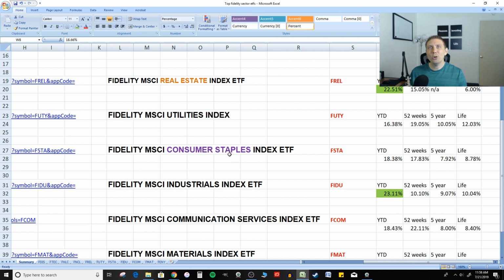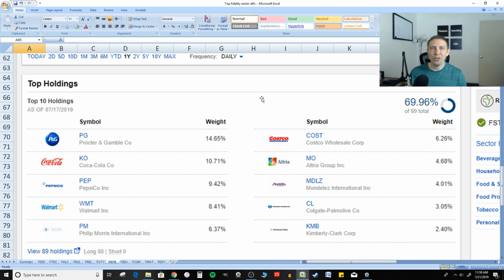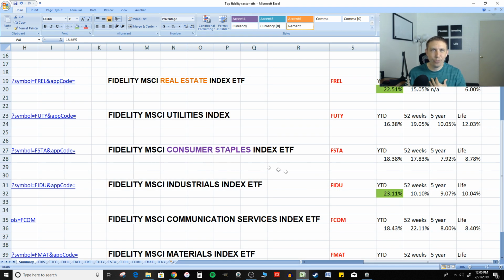So if you want to hedge your bets, I'd look at consumer staples, because consumer staples, and this is FSTA, holds companies like Procter & Gamble, Coca-Cola, Pepsi, Walmart, things people are going to need in a good or bad economy. The other thing you can look at in terms of hedging your risks, if we have an economic downturn, is look at sectors like utilities, which is FUTY.